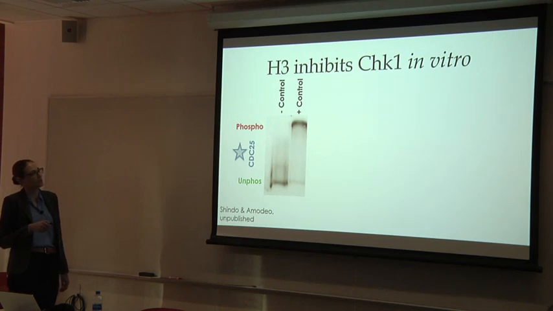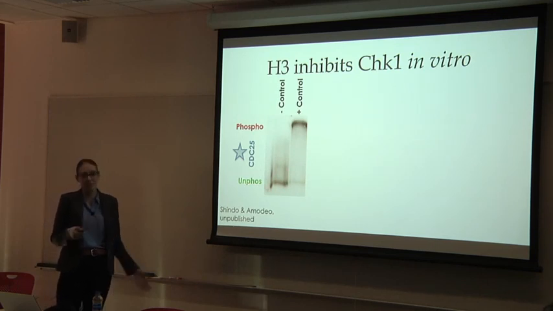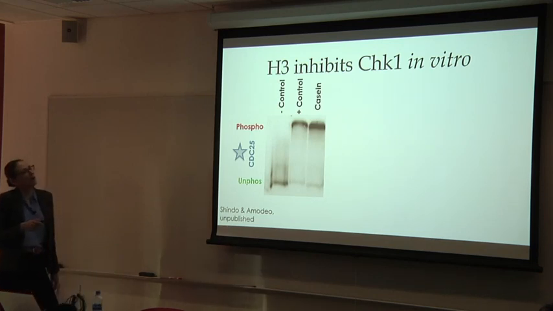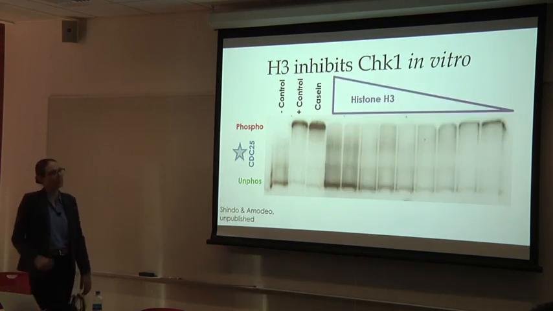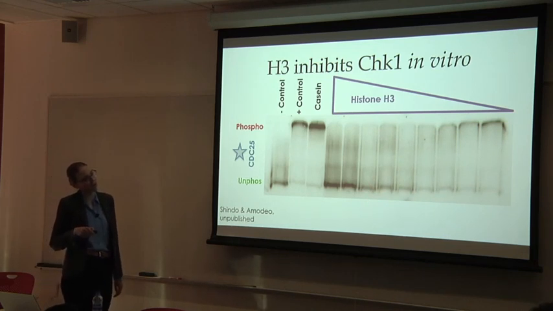So what we did was mix CDC25 with Chk1 in a test tube, and without ATP, it doesn't phosphorylate. With ATP, it does. Good. That had to work. If we add some random protein that's not supposed to do anything, it doesn't do anything. Good. And if we add different concentrations of histone H3, now at high concentrations, physiological ratios are somewhere in here, at high concentrations, H3 is inhibitory of this phosphorylation, and at lower concentrations, not. So this looks like it could be a competitive inhibitor.